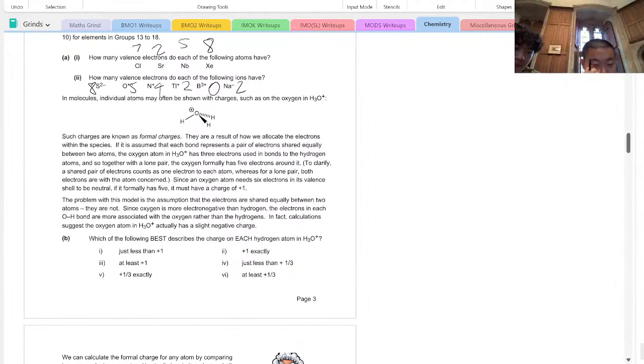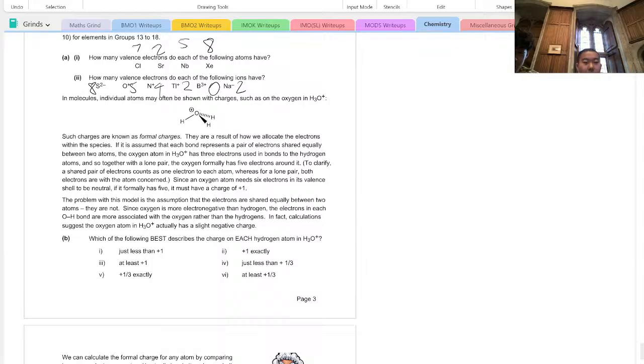So, in molecules, individual atoms may often be shown with charges, such as the oxygen in H3O+. Such charges are known as formal charges. They are a result of how we allocate the electrons within the species. If it is assumed that each bond represents a pair of electrons shared equally between 2 atoms, the oxygen atom in H3O+ has 3 electrons used in bonds to the hydrogen atoms. So together with the lone pair, the oxygen formally has 5 electrons around it.